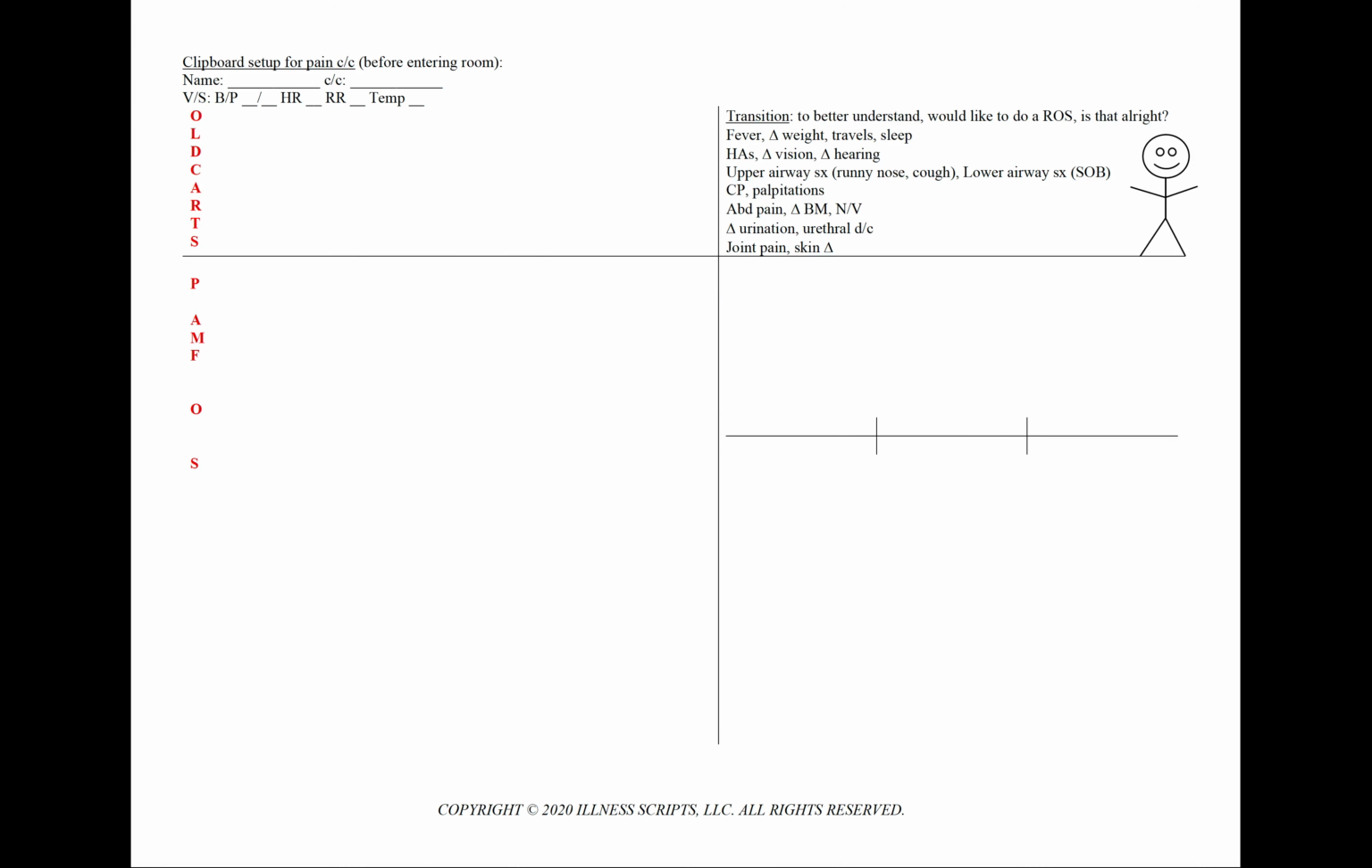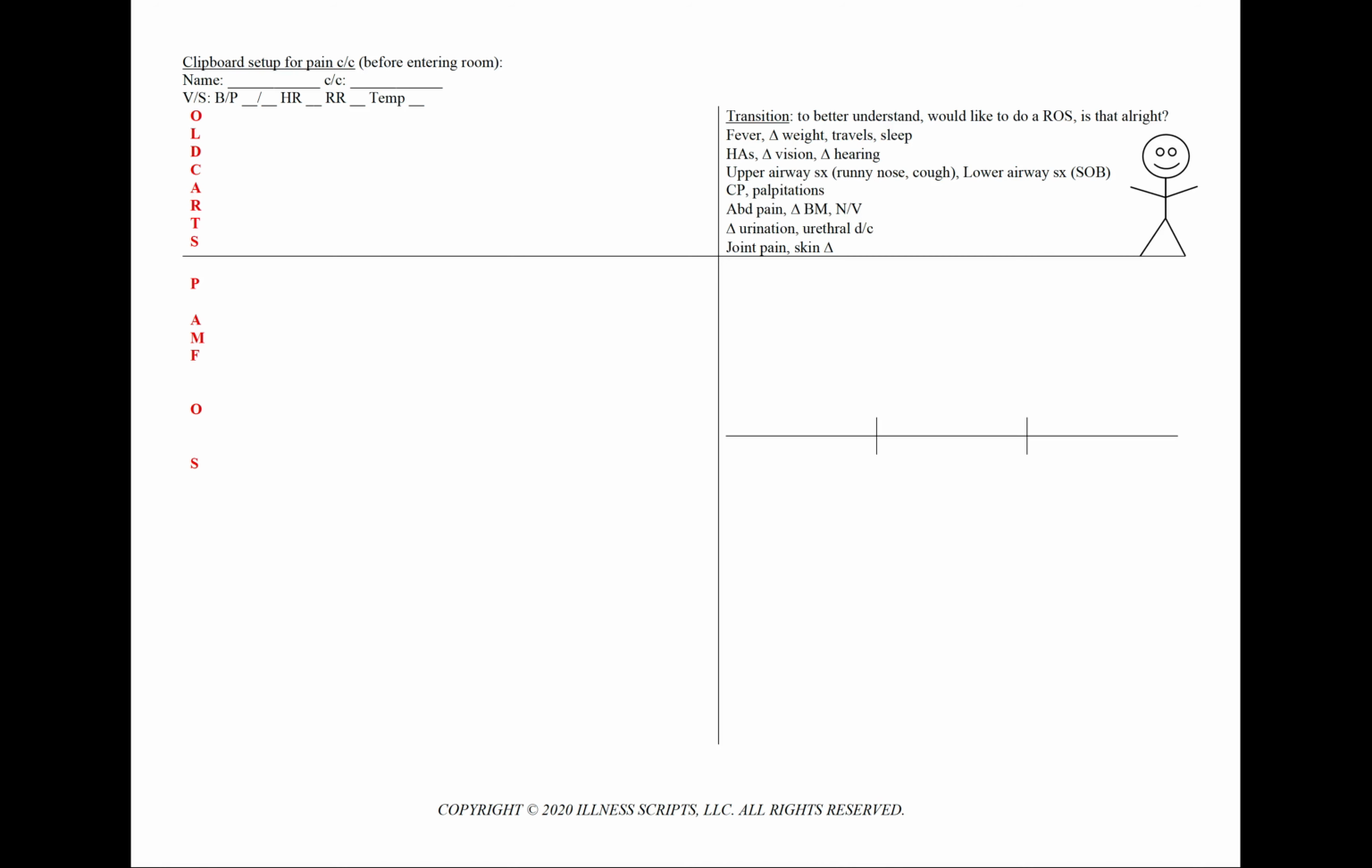On the upper right-hand corner, we're going to begin our review of symptoms, and we're going to start with a transition sentence. To better understand, I would like to do a review of symptoms. Is that all right? Starting with systemic symptoms, we're going to ask of a fever, a change in weight, travels, or sleep. Next, working our way from the head down to the bottom, we're going to ask of headaches, a change in vision, a change in hearing.